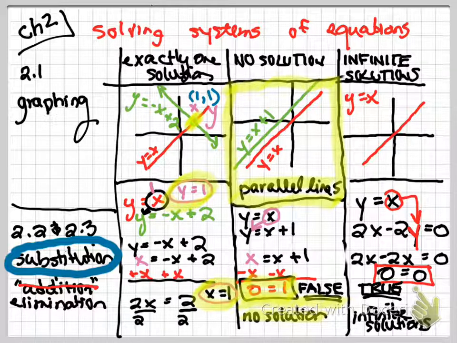And lastly, if you end up with a mathematically true statement, like 0 equals 0 or 5 equals 5, anything that you already knew, then that means that even though it looks like you have two different equations, you were in fact only given one equation. So the line is literally superimposed on itself. It has all points in common with itself, and therefore your supposed system of equations is actually only one line, and there are an infinite number of solutions that satisfy that system of equations.